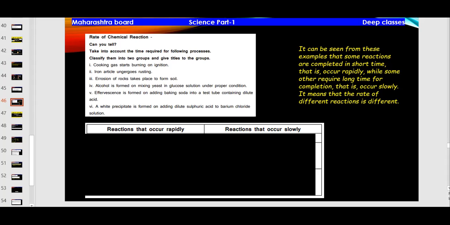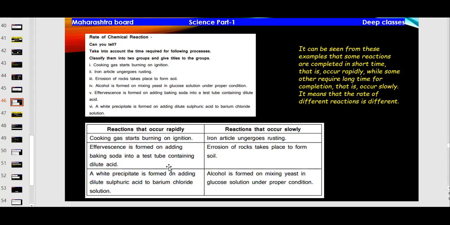So which process is rapid, and which reaction is taking place slowly? We have to write these in these two columns. You can pause the video and try to think which one is rapid and which one is slower. Here, cooking gas starts burning on ignition. It is a rapid reaction. Iron article undergoes rusting. It will take time, right? It happens very slowly. Effervescence is formed on adding baking soda into a test tube containing dilute acid. It is a very fast reaction, rapid reaction.